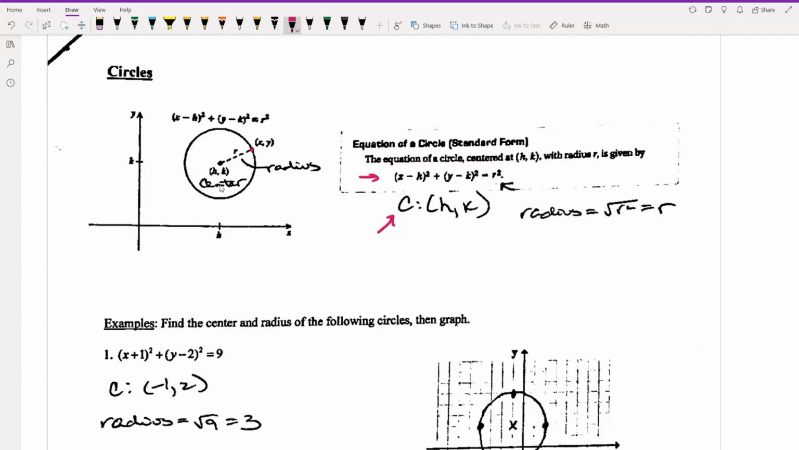So the center is (h, k), and the radius is the square root of r squared, which is equal to r. So the radius is the square root of what we have here, r squared.